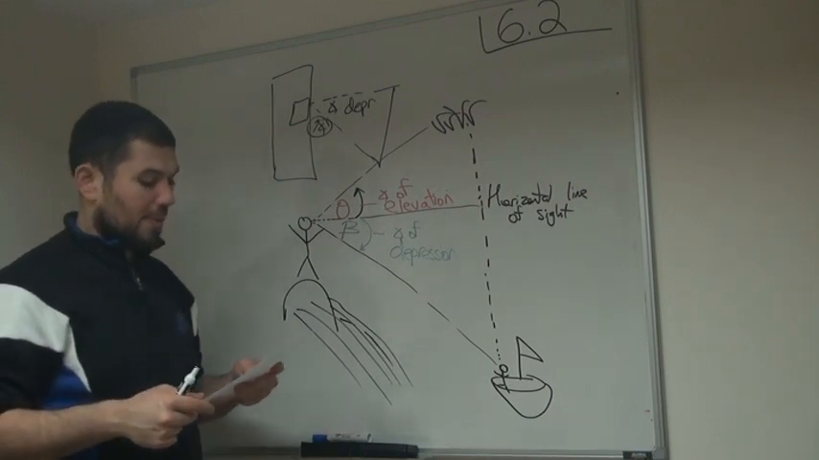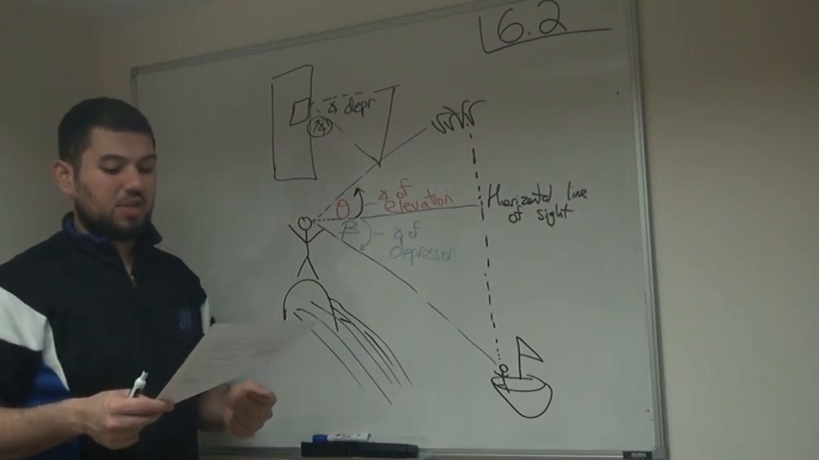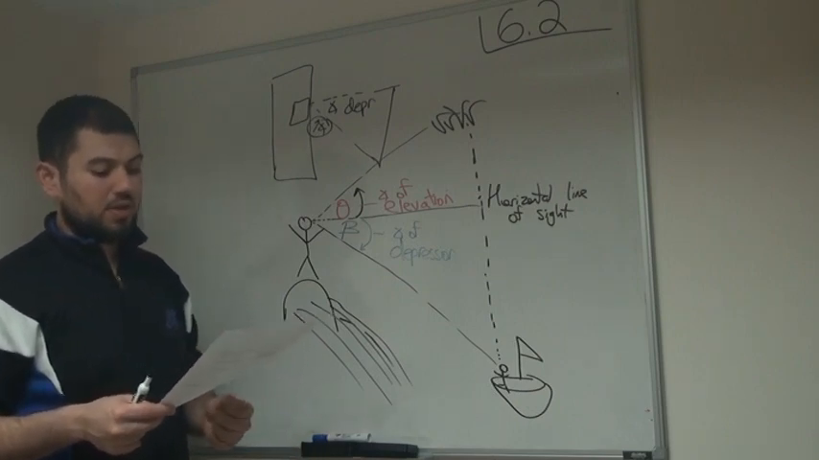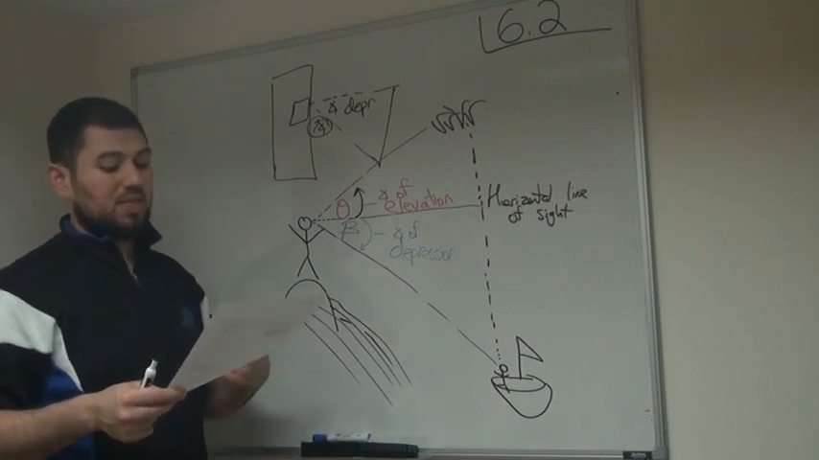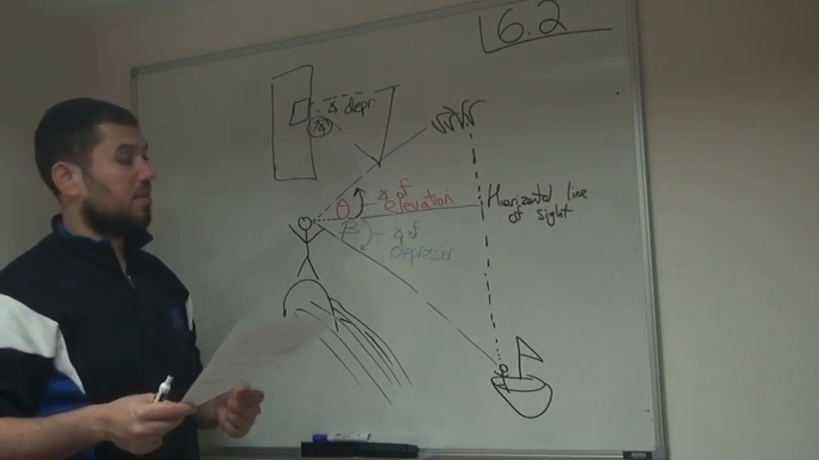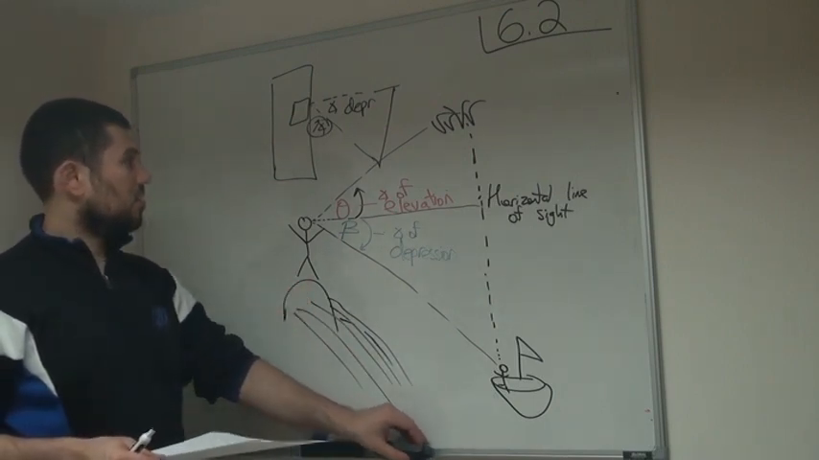What does the problem say? From a point on the ground 500 feet from the base of a building, the angle of elevation to the top of the building is 24 degrees. The angle of elevation to the top of the flag on the top of the building is 27 degrees. Find the height of the building and the length of the flag. So I'm going to have to erase this.